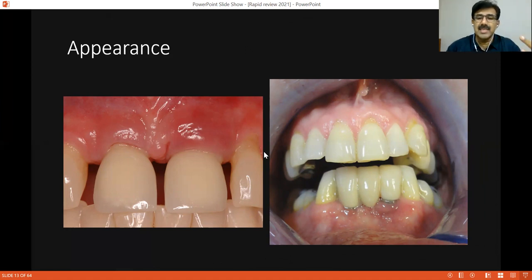And in the later stages, as the tissue recedes, some of the threads may be exposed, and also some of the labial bone may be resorbed, and as such, the underlying implant may be seen through. You may see a bluish hue where you place an implant. So that is how you can diagnose, mainly by means of appearance. So one is redness and the second is bleeding.